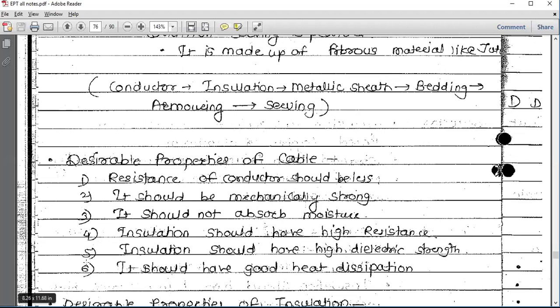The next, it should have good heat dissipation. That means if the cable is overheated or overloaded, the heat will be produced. That heat can be easily dissipated with the help of this cable. So the heat can be easily dissipated.